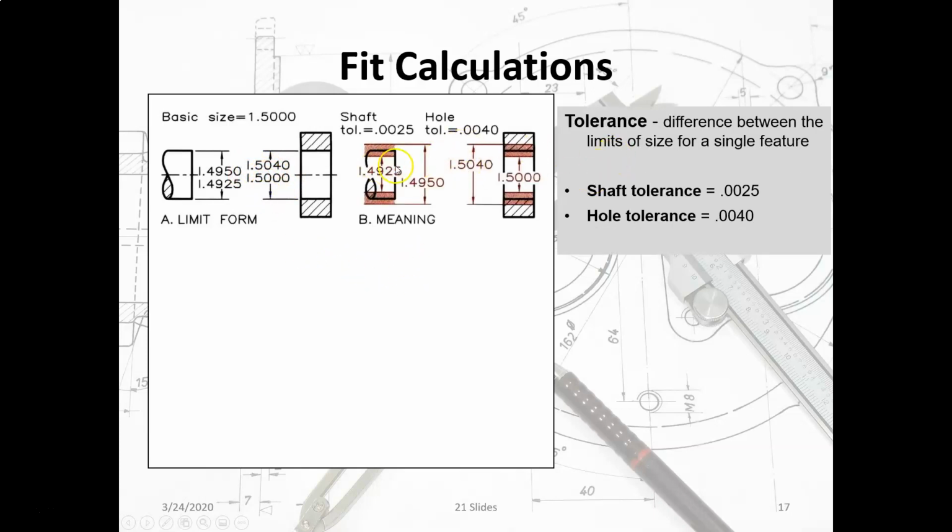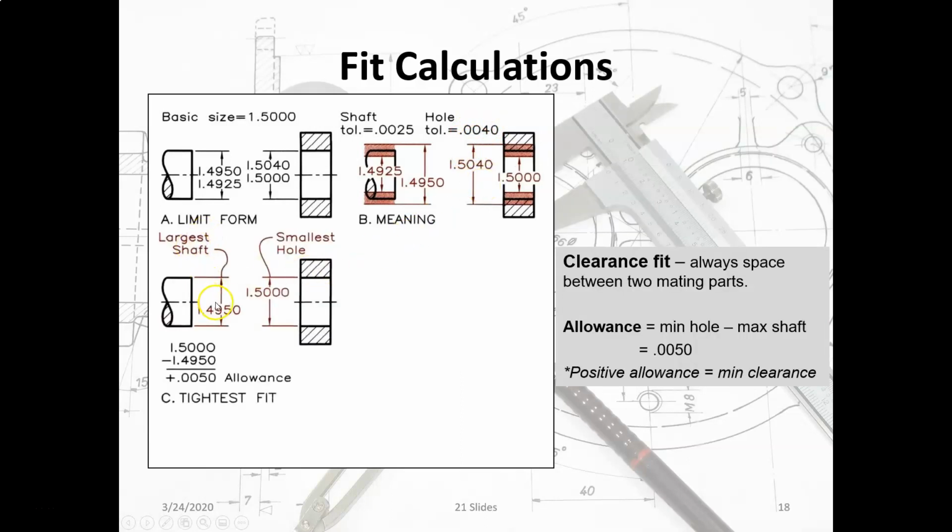All right, so here we can do the calculations on the shaft tolerance, which is 0.0025, the difference between these two numbers, and the hole tolerance, 0.0040, which is the difference between these two numbers. All right, so very easy. We just subtract 1.5040 from 1.5, and we get 0.0040.